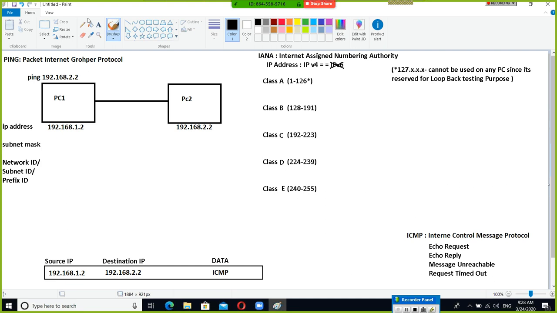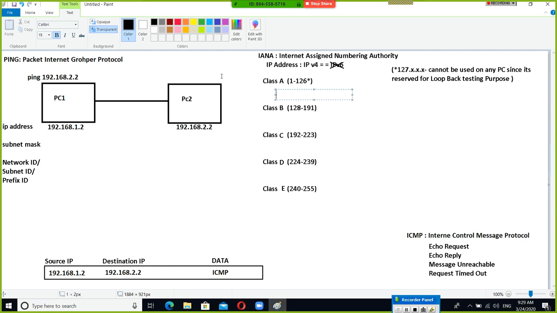Now, we need to find the network ID, or the subnet ID, or the prefix ID of these IP addresses. If their network ID matches, then they will ping. If it doesn't match, they will not communicate. You require something else for them to communicate. But in order to find the network ID of an IP address, first we need to jot down the subnet mask of the relevant IP address. Subnet mask is also laid down by IANA.